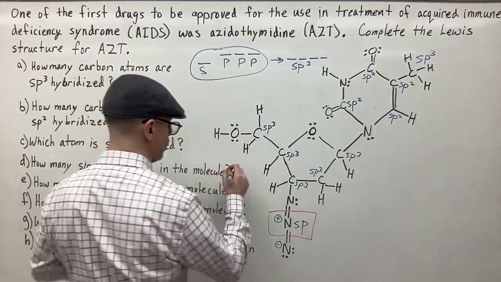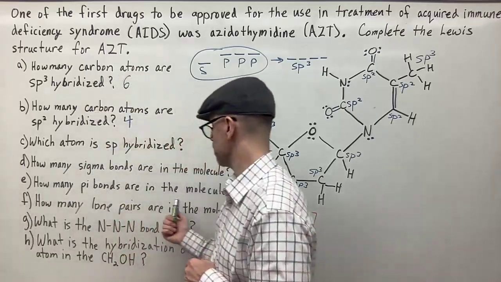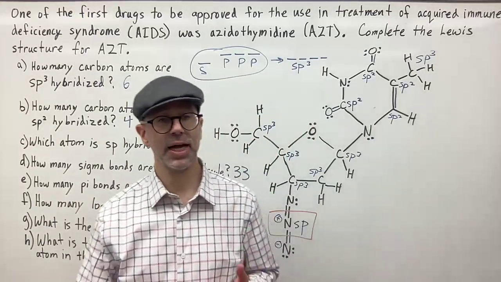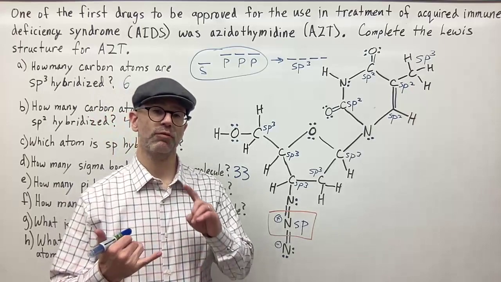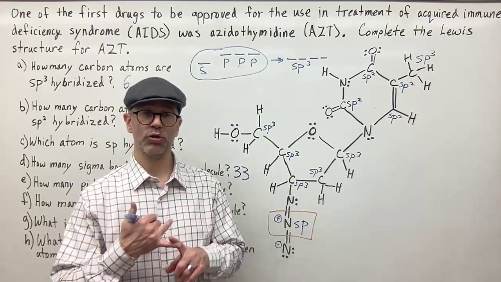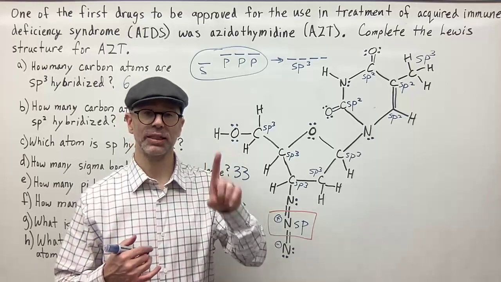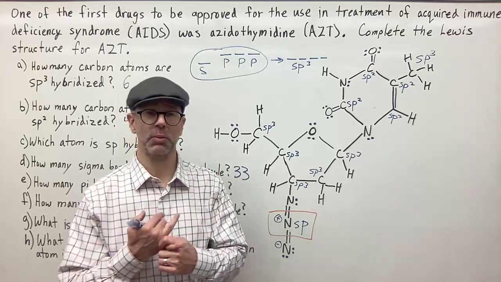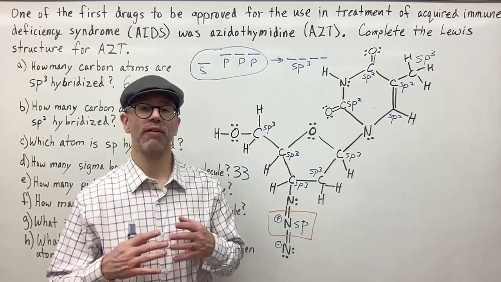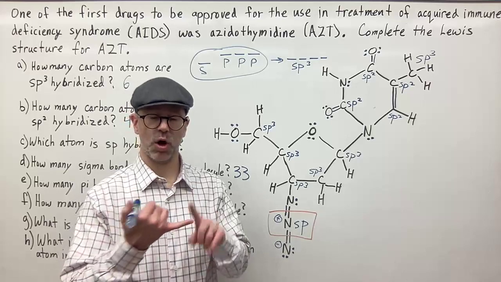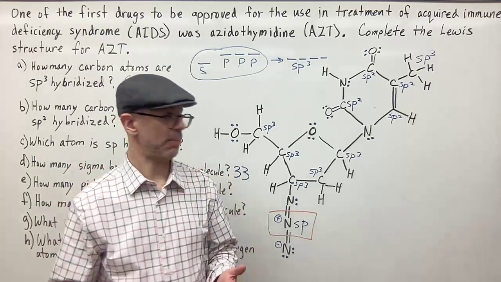So we have 33 sigma bonds. Now, how many pi bonds are there? Pi bonds are, as I said, going to be where the multiple bonds are, double and triple bonds. If you have a double bond, one of those bonds is automatically a sigma bond. You're only ever going to have one sigma bond between atoms, not two, not three, only one. If you have multiple bonds between atoms and one of them has to be a sigma bond, whatever's left over has to be a pi bond.